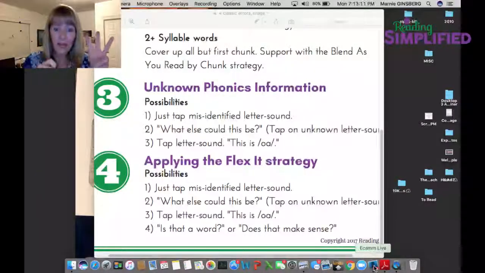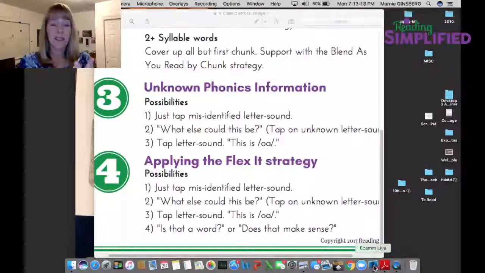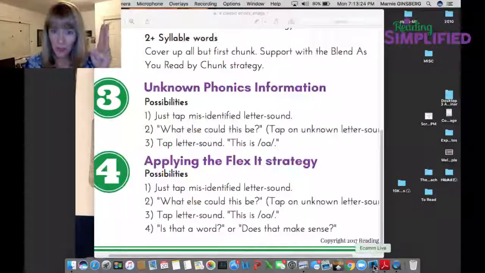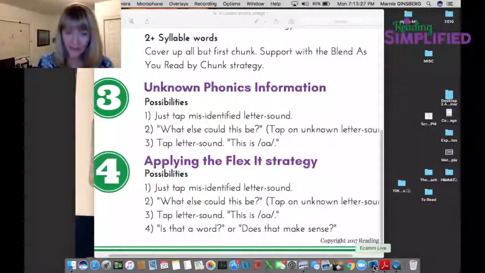Okay, so we've got 3 types of error so far. We've got the guess or the whiff. We've got the blending problem, that's number 2. We've got 3, the unknown phonics information. So those are the numbers we're going to use for our little quiz, okay? So keep that in mind.